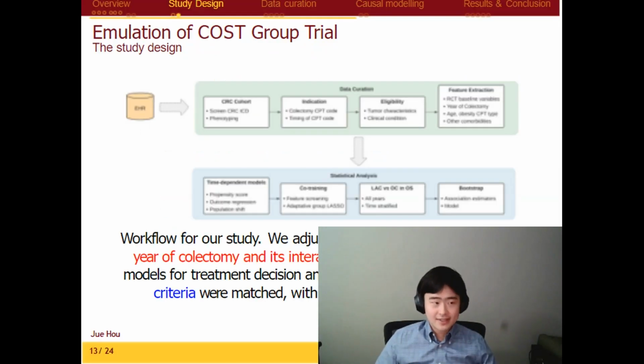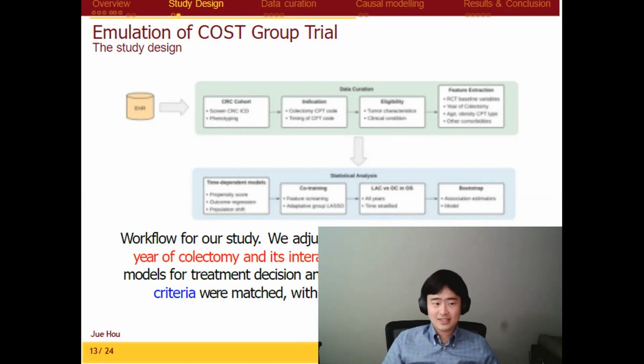And here is the study design flow chart. So we have basically 2 blocks. First is the data curation, and we start with the construction of a colon cancer cohort, and we go into finding the patients with the appropriate indication and treated by colectomy at the right timing. And then we go through a list of eligibility criteria about their cancer and tumor characteristics. And then we extract additional features for confounding adjustment.